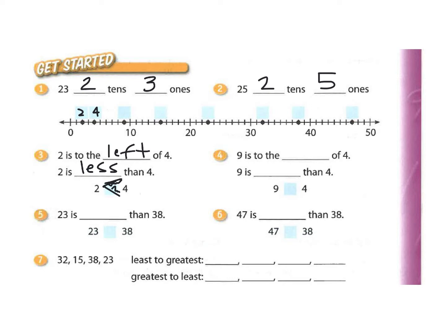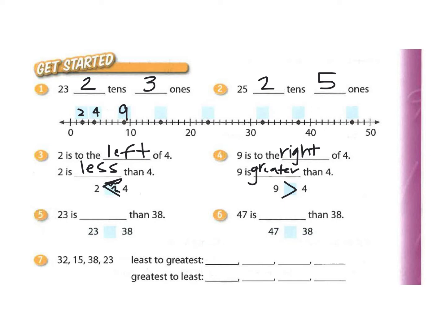Then if we look at number 4, it says 9. So 9 is right here. That's to the right of 4. So 9 is greater than 4. The alligator wants to eat the bigger number.